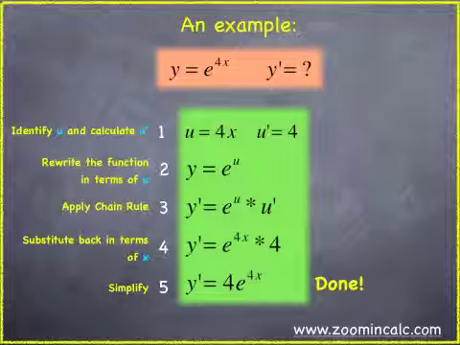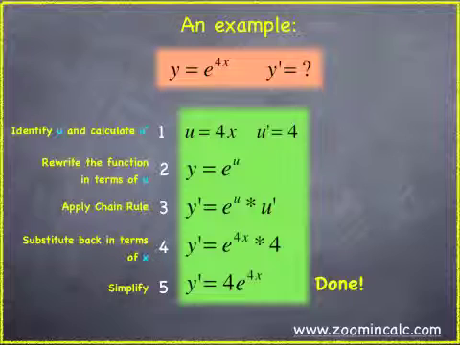Now we rewrite our function. So our function in terms of u now looks like e to the u. We like that because that's a basic derivative. So applying chain rule, again there are 2 parts. The first part, we want to take the derivative of step 2. The derivative of e to the u is just e to the u. Nice, easy derivative. Then we multiply that by u prime. That's essential because we're doing chain rule.